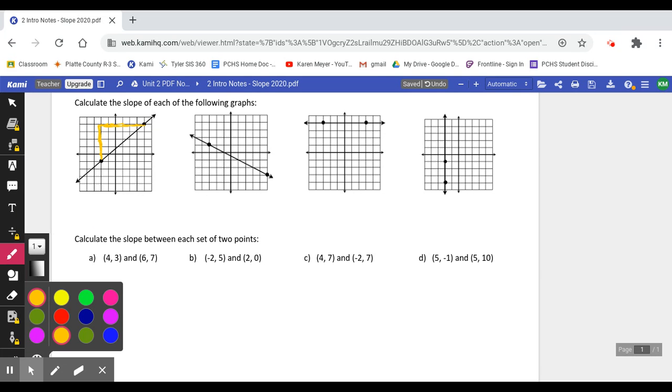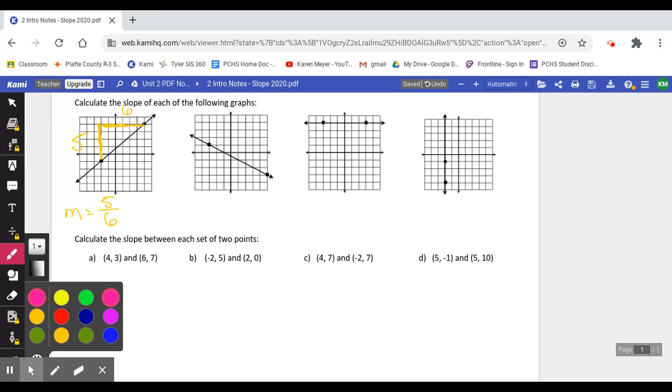So now let's count our spaces. So up 1, 2, 3, 4, 5. And since we're going up, that's going to make it a positive 5. And then count to the right. 1, 2, 3, 4, 5, 6. And since it's to the right, it's positive. And remember, rise over run. So our rise number is 5 and our run number is 6.